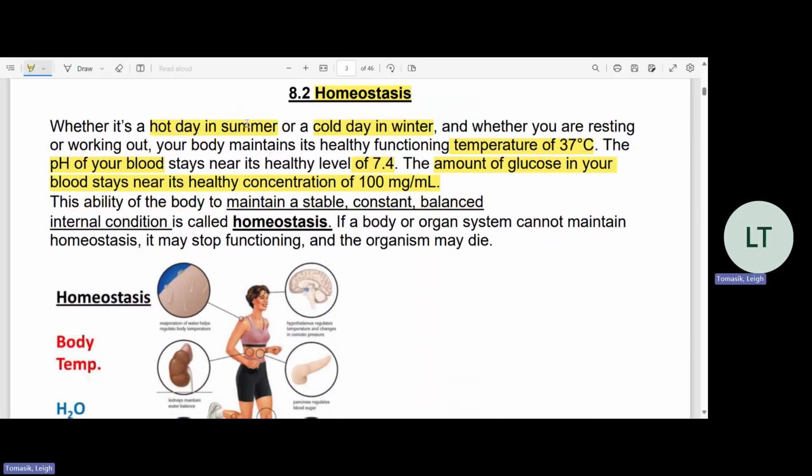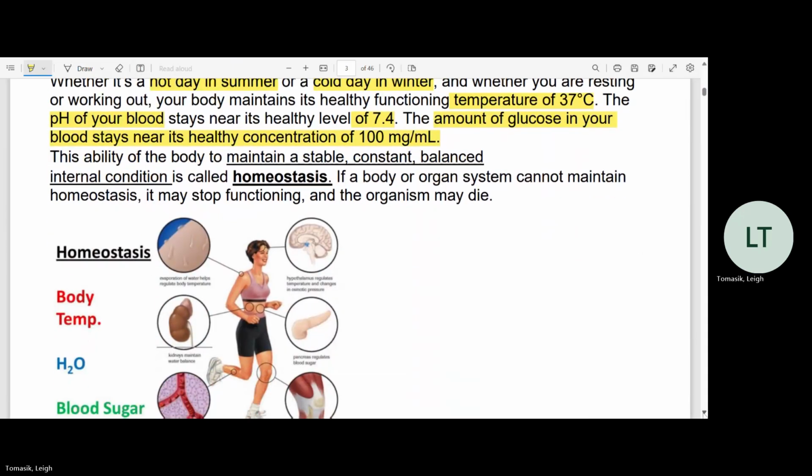Okay, so it's very important that your blood has the right amount of glucose. The ability of the body to maintain a stable, constant, balanced internal condition is called homeostasis, right? So, homeostasis is our ability to keep our body within functioning parameters. If a body or organ system cannot maintain homeostasis, it may stop functioning and the organism may die.